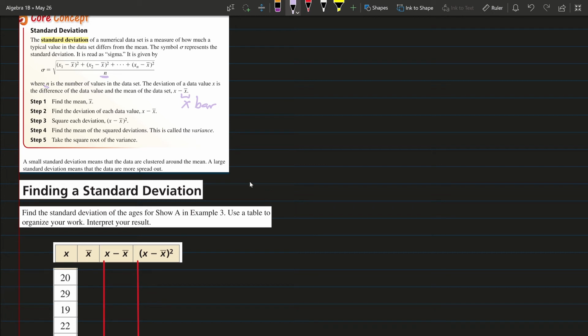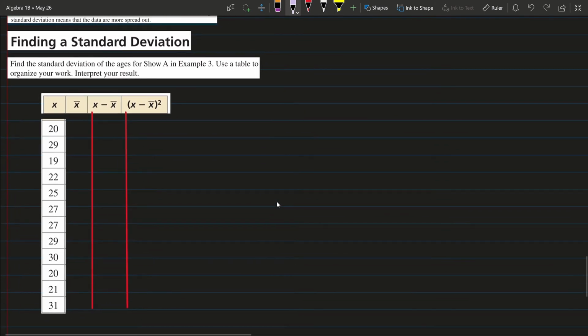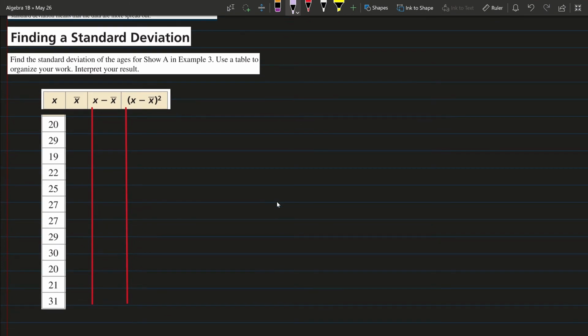So let's start with an example. Make sure to create a table. Okay, let me see if I can make this a little bit smaller. Oh, I can't. All right. The first thing we need to do is find what our average is. To do that, we're going to add up all these values and divide by the number of terms. In this case, go ahead and try it on your calculator. Let's write that down here, step 1. If you add them all up, you should get 300.